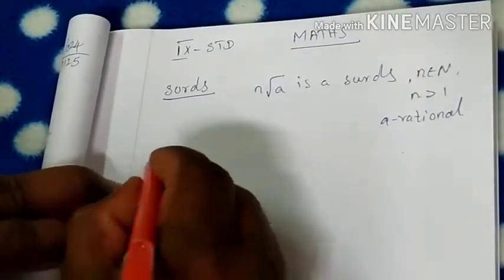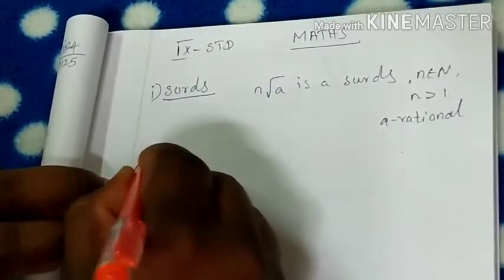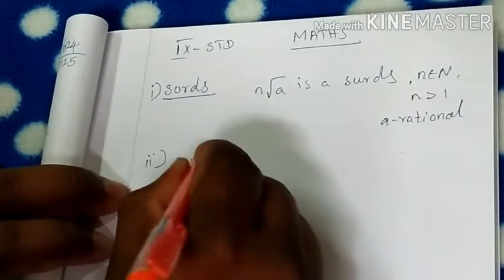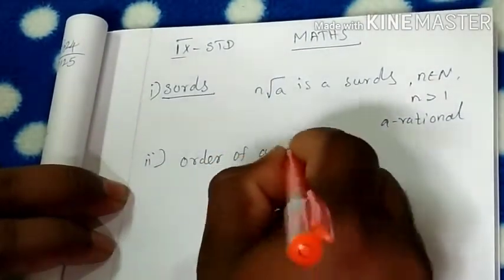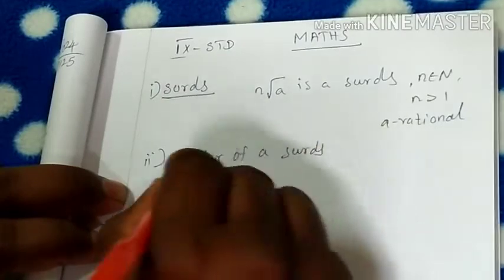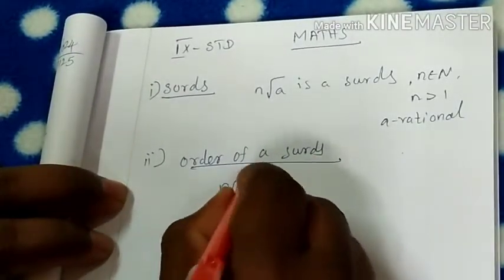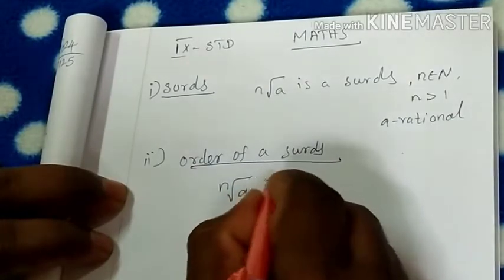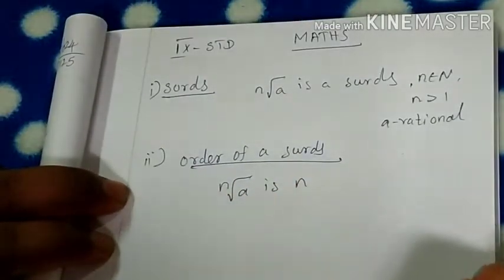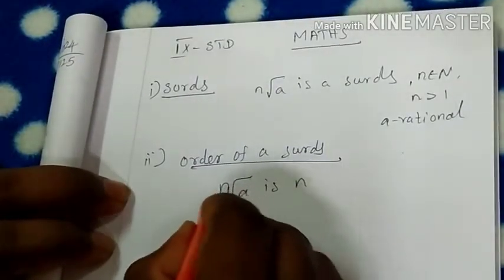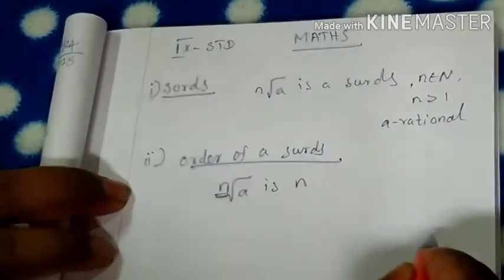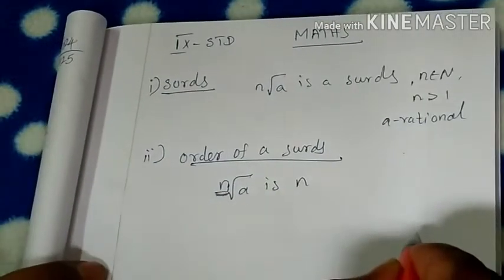Then the order of sets. The order of the set, nth root of a, is n. Okay, this is the order. Order of the sets, we can easily find out.